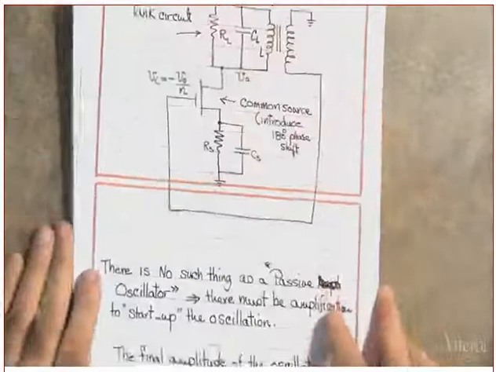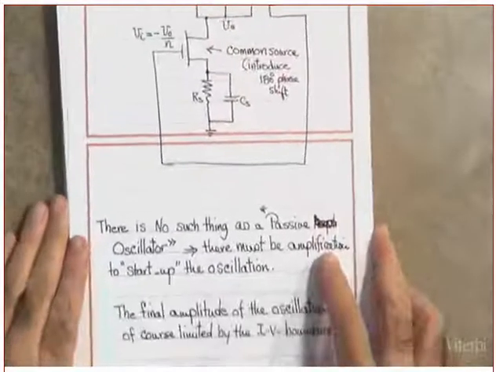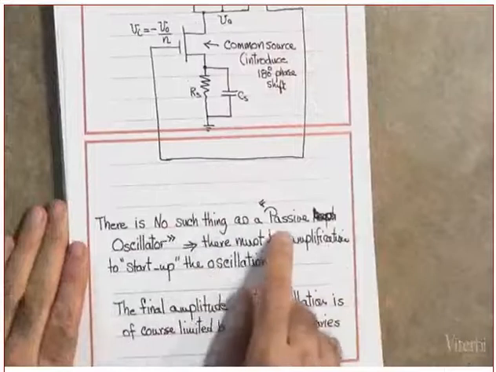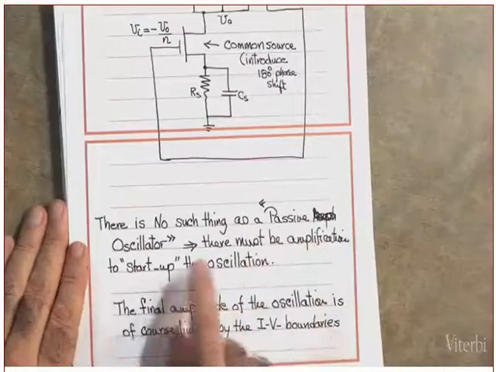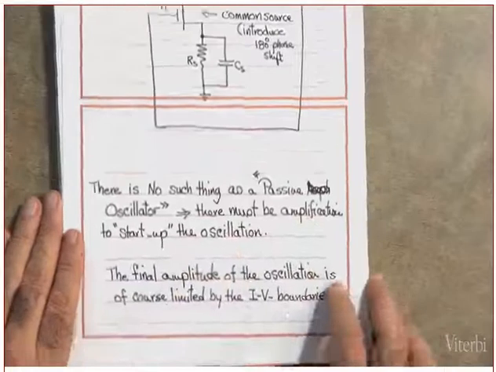This is the example that I just showed you. Clear? This is the example I showed you. There is no such thing as a passive oscillator. There must be amplification to start up the oscillation. Clear? To start up the oscillation.